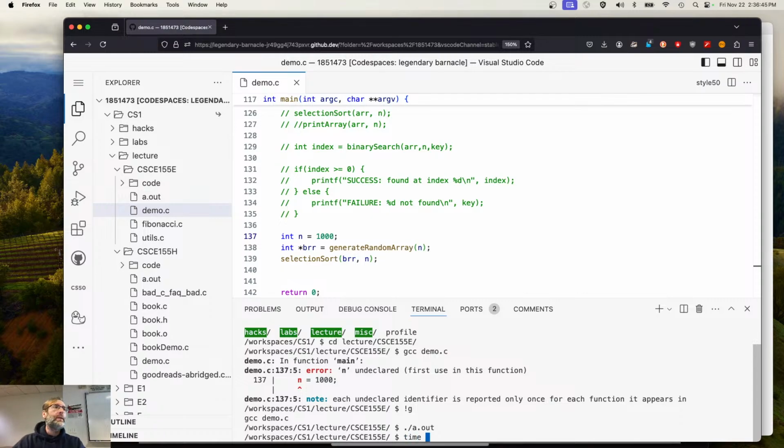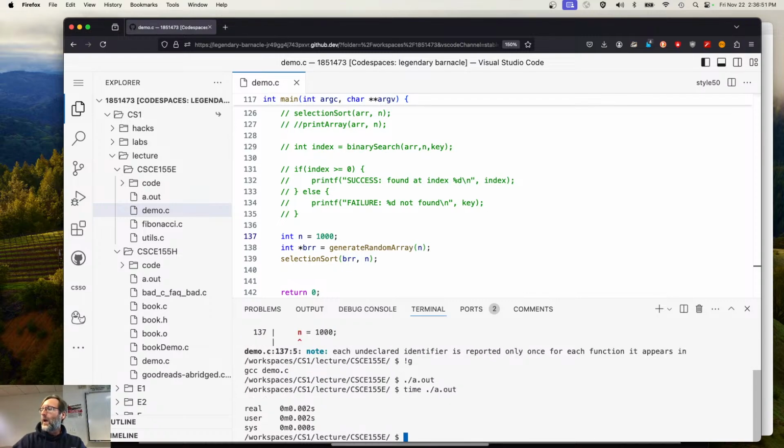Hopefully you've gone through the PDC modules in which we introduce you to this time utility, right? It will actually tell you that the real time, that's the wall clock time. That's the time that has passed in the physical world, right? The user time, that's how much time your actual program was running on the processor. And then the system time, that's how much your program had to pause so that the system could do system stuff. Ours was so quick that it didn't need to do that.